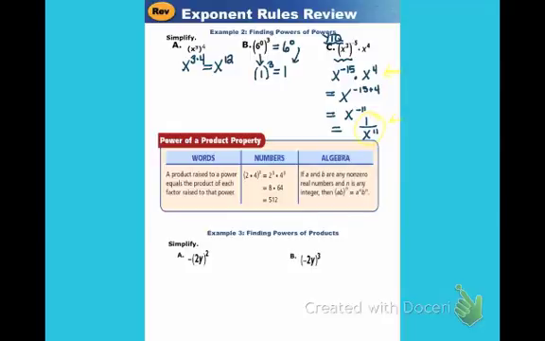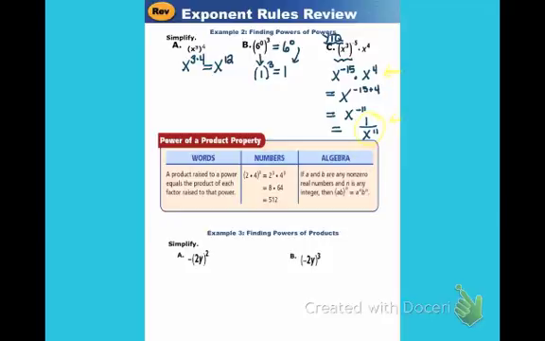Okay, how about another property? So how about a power of a product property? Now these properties are starting to all sound alike, but the difference here is the order of things. So this time I'm saying the power of a product property. In other words, I'm raising a product, which means two or more things being multiplied, and I'm raising it to a power. So what does that property say?